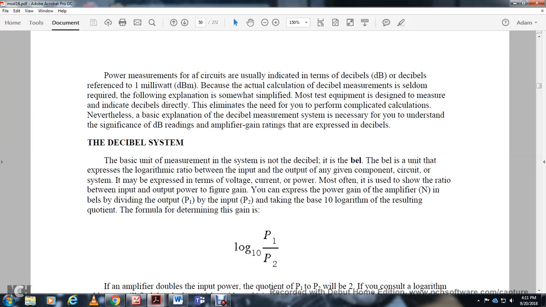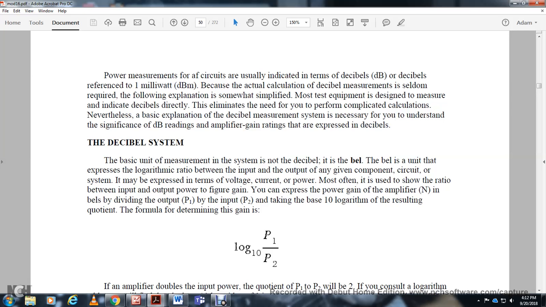The decibel system. The basic unit of the measurement system that is not the decibel is the bell. The bell is the unit expressed for the logarithmic ratio between the input and the output of any given component of the circuit or system. It may be expressed in terms of voltage, current, and power. Most often you can show the ratio between input and output as the gain.